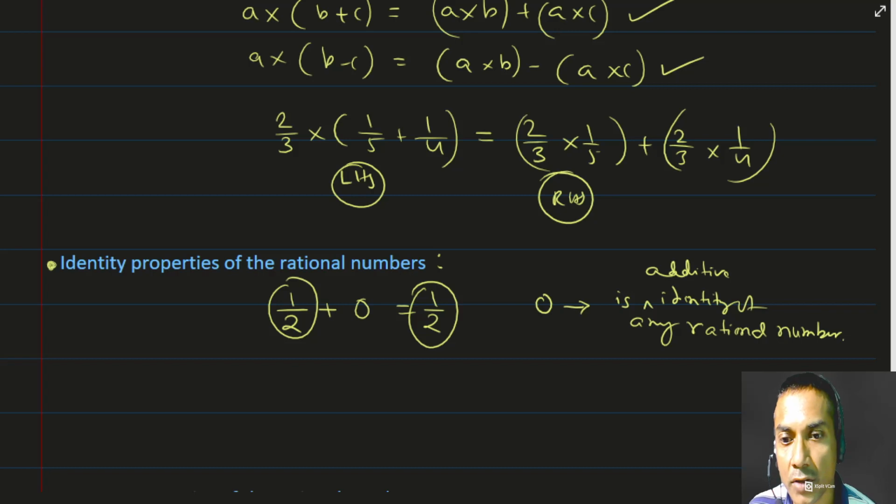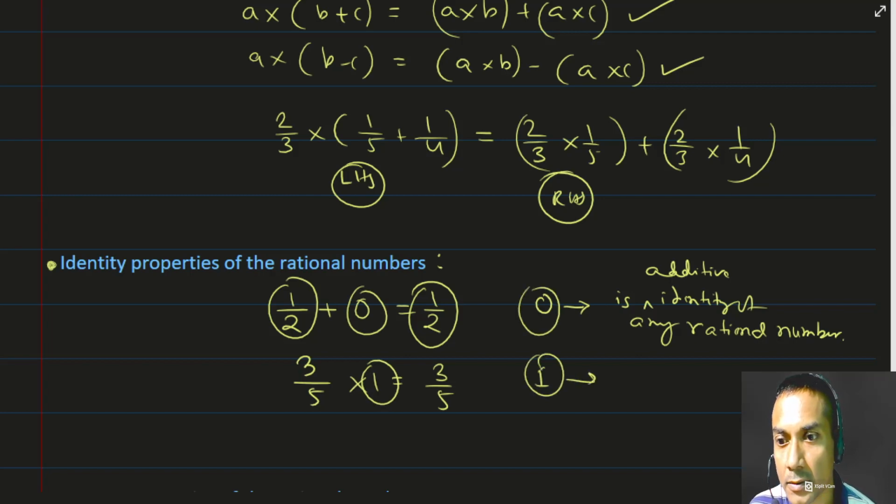And also if I consider 3 by 5, if we multiply by 1, we get the result 3 by 5. So here 1 is the multiplicative identity of any rational number.